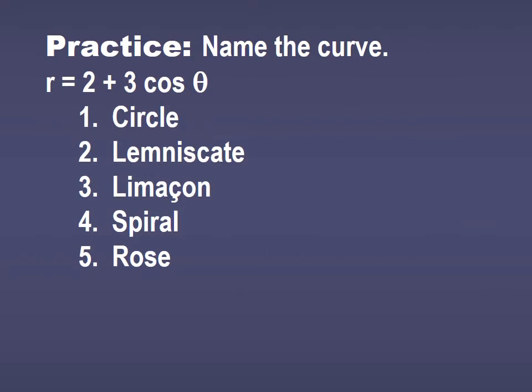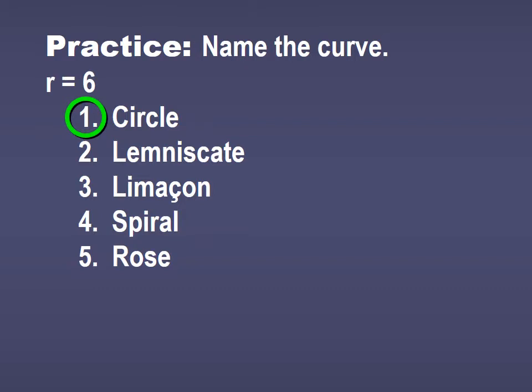All right, so this is your time to practice. I'm going to pause for a second, but you pause the video and do your answer first, kind of quiz yourself, and then unpause the video and see if you got it right, okay? So name this curve, r equals 2 plus 3 cosine theta. All right, so you should have gotten number 3, a limaçon. And so since 2 is less than 3, it's going to be with a loop, correct? With a loop.